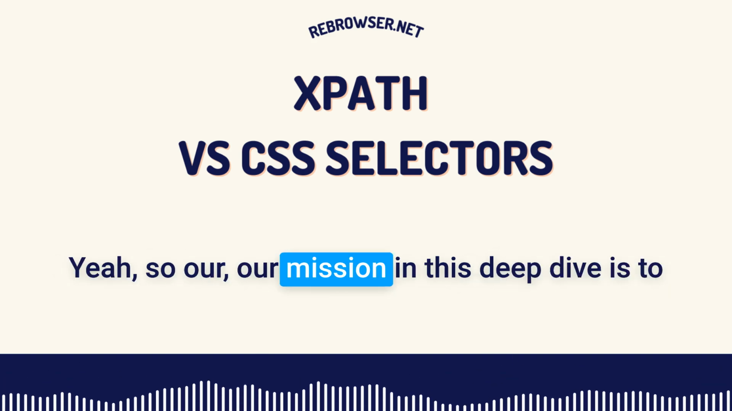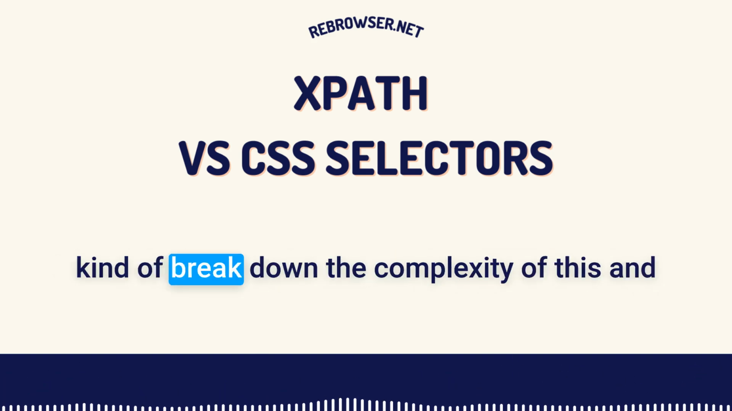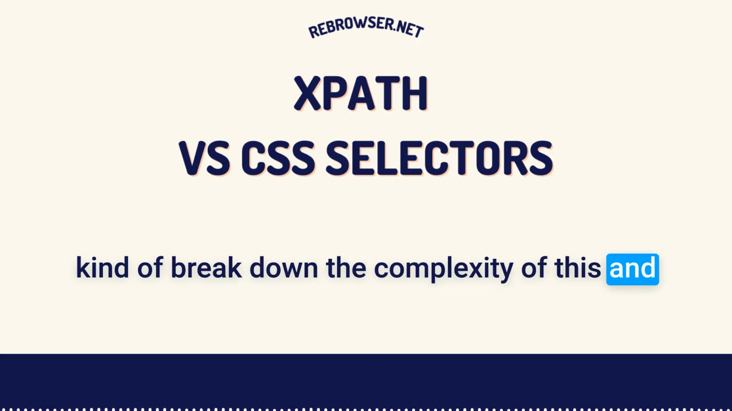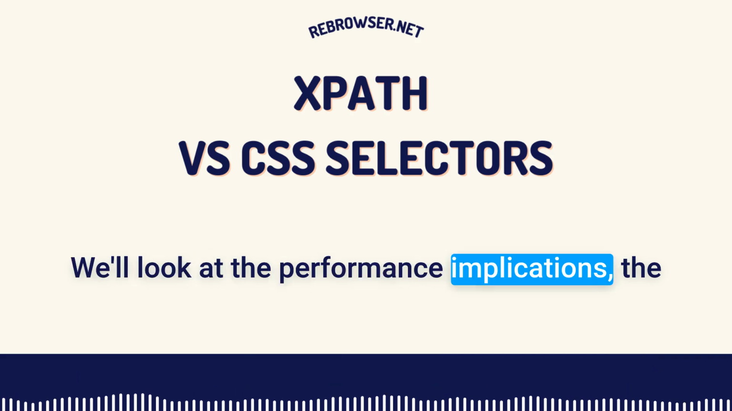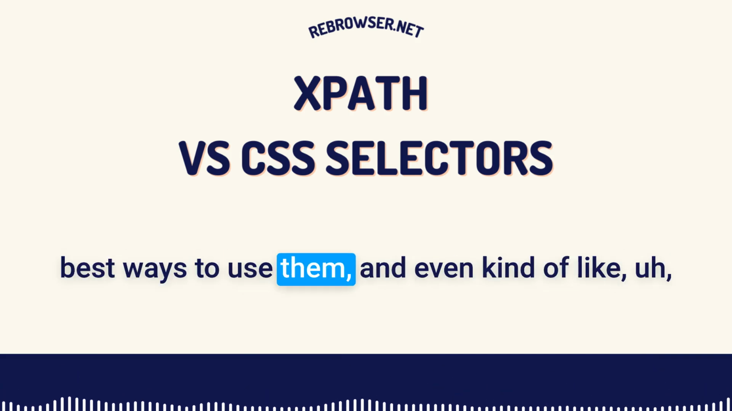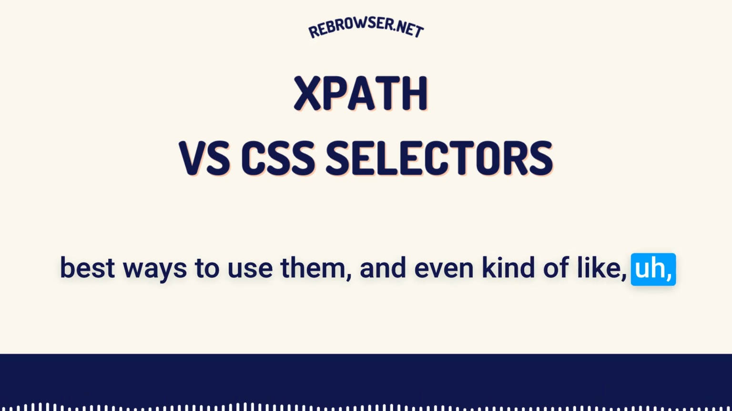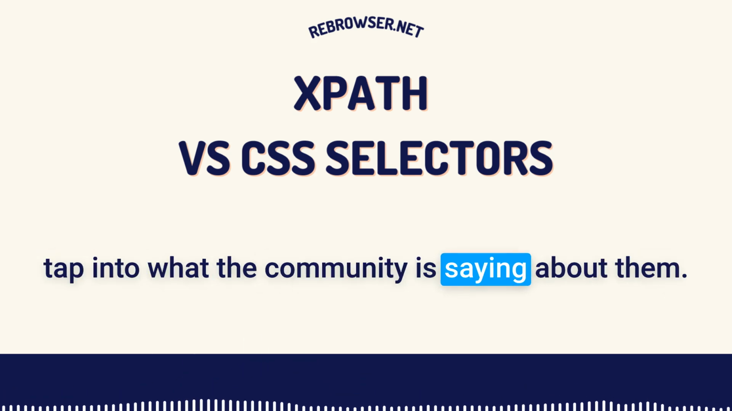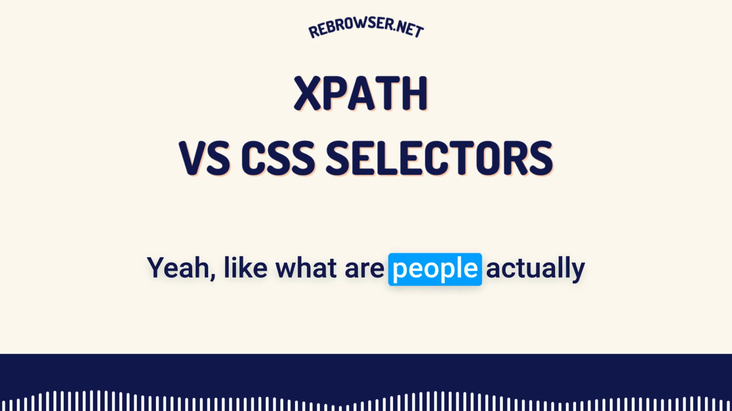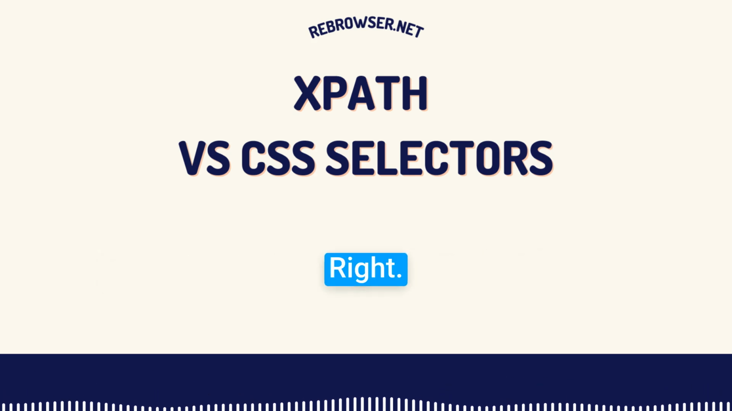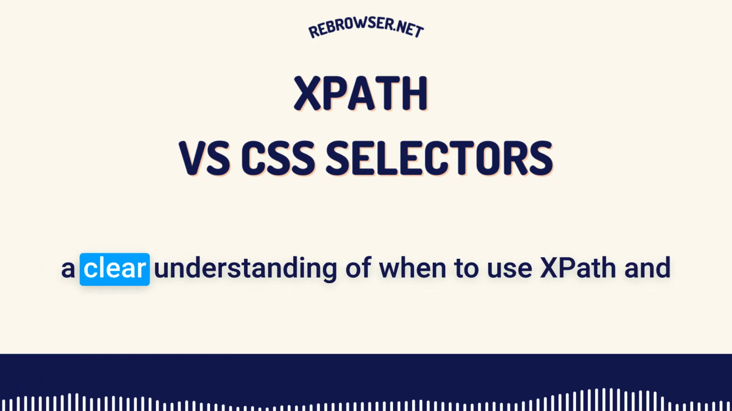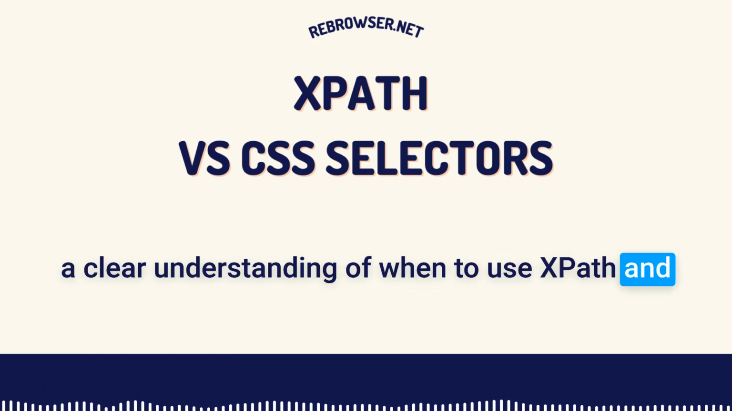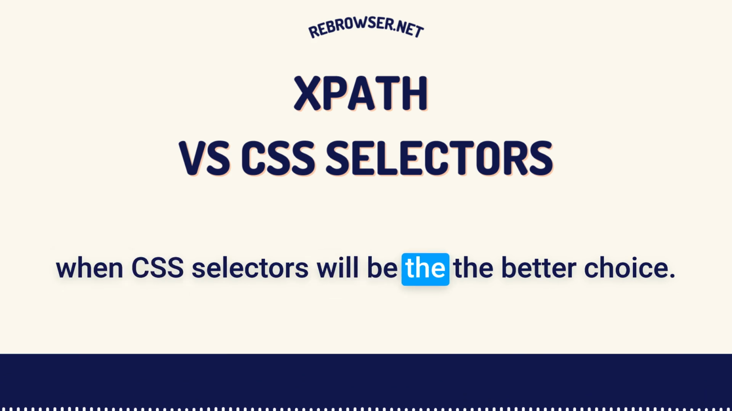So our mission in this deep dive is to break down the complexity and extract the key differences between these two. Absolutely. We'll look at the performance implications, the best ways to use them, and tap into what the community's saying about them. Like what are people actually experiencing out there in the real world? Right. Our goal is to equip you, the listener, with a clear understanding of when to use XPath and when CSS selectors will be the better choice.